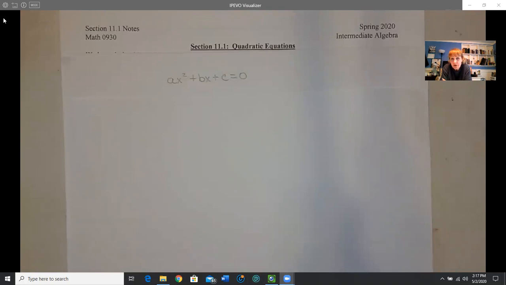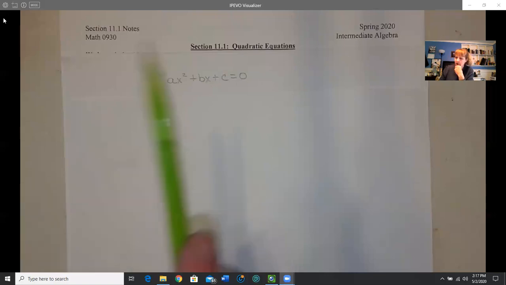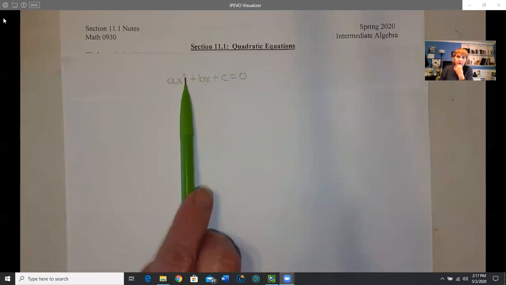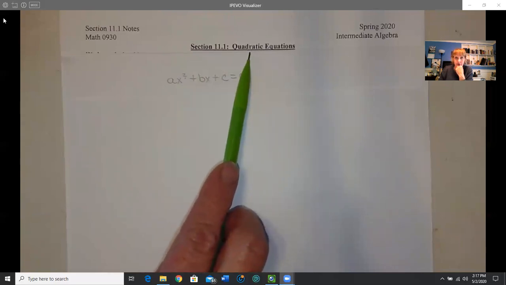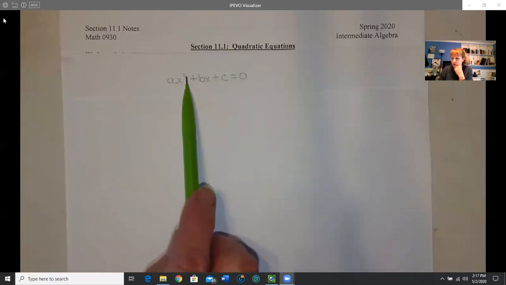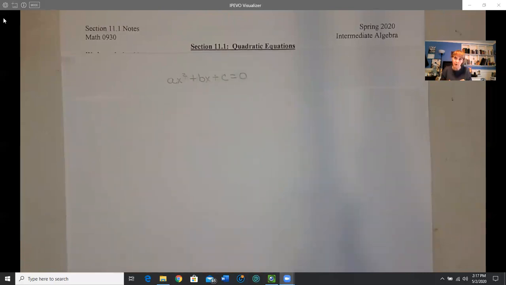Well, I wrote down here as kind of an introduction that a quadratic equation is any equation where you have your highest power being 2. So here we've got our x squared term. This squared being the highest power makes it a quadratic equation. Whereas if it were a 3, it would be considered a cubic equation, which has a different shape.